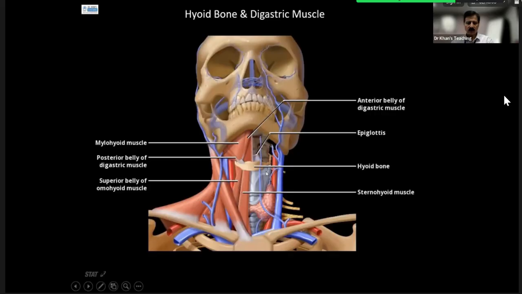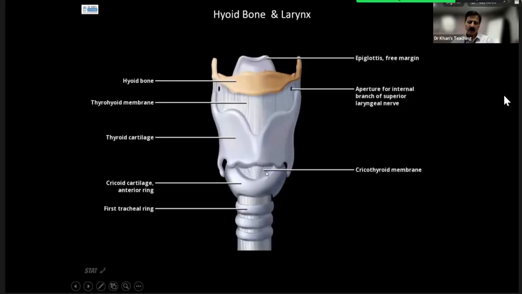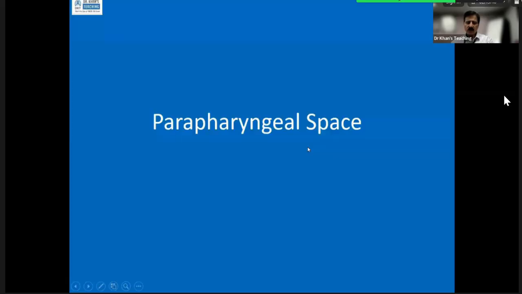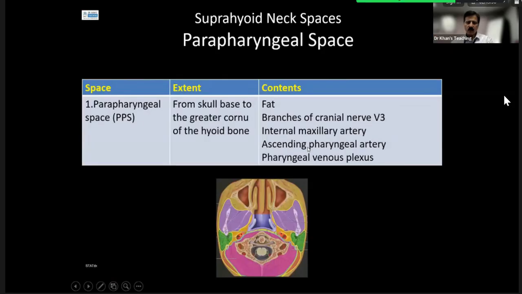We have already covered it when we were doing the oral cavity. So here you are. This is the orientation of the hyoid bone. This is the hyoid bone, this is the thyroid cartilage of the larynx, and this is the thyrohyoid membrane. This is the epiglottis. Right, so this was all a repetition or an overview of the neck, and now we go back to the parapharyngeal space.